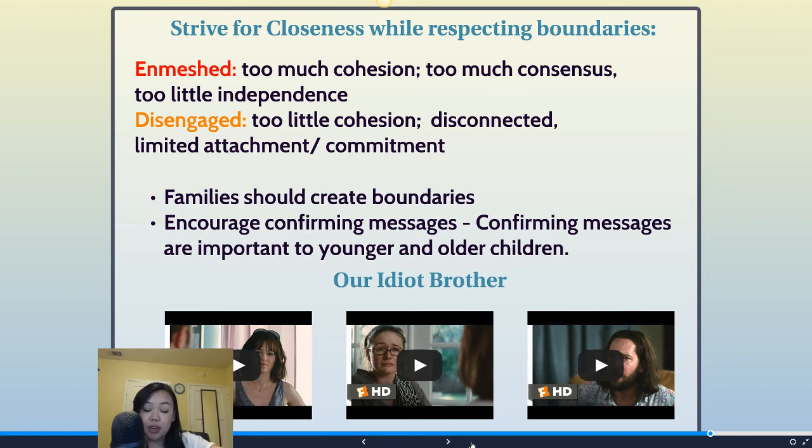I have examples here from one of my favorite movies, Our Idiot Brother, and there are 3 different clips where Paul Rudd plays the brother. He has 3 sisters. All of them have different drama in their life, and they blame him for that drama because they see him as the idiot brother, right? The dumb one that causes all the problems, when actually in reality, he's not the one. They are the makers of their own problem most of the time.